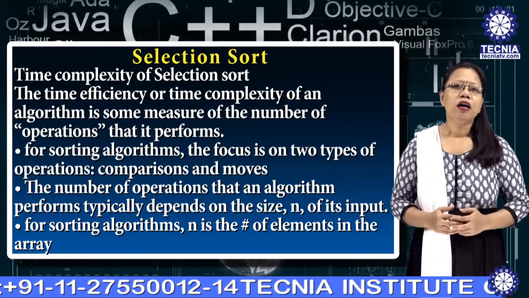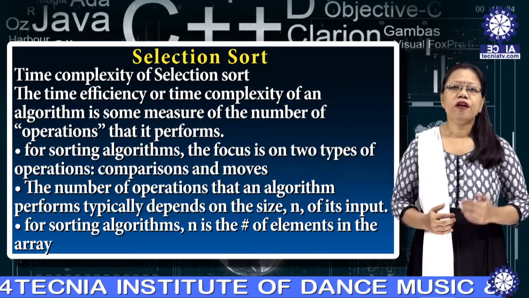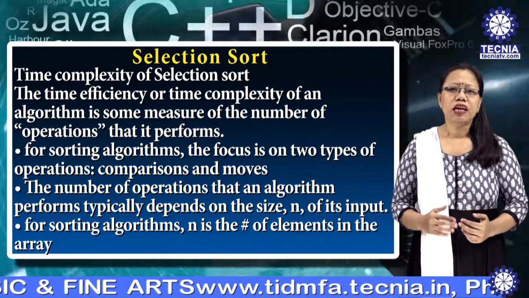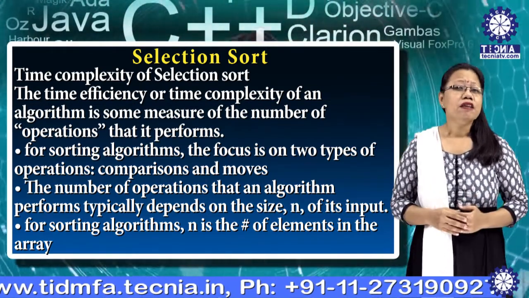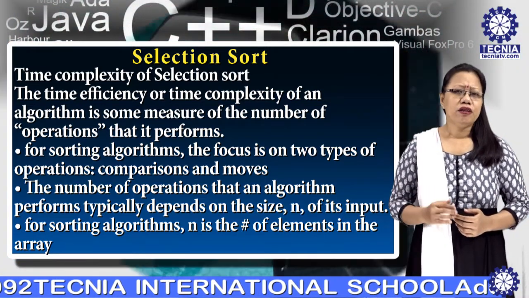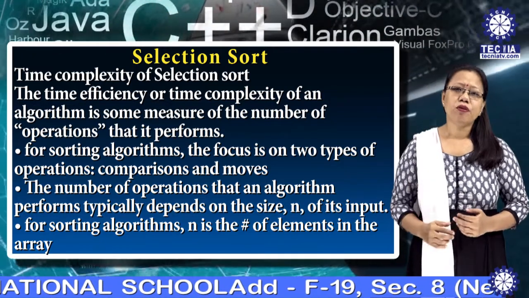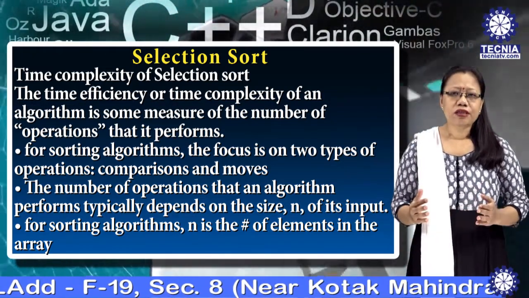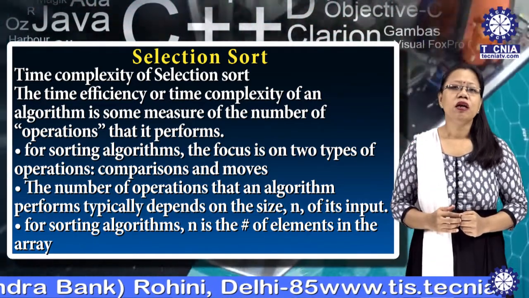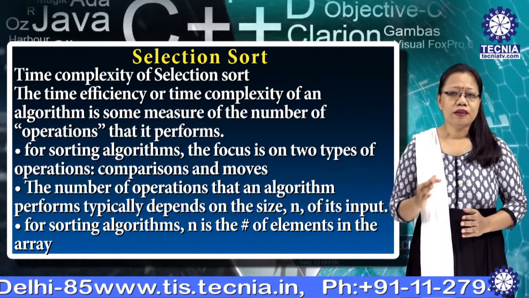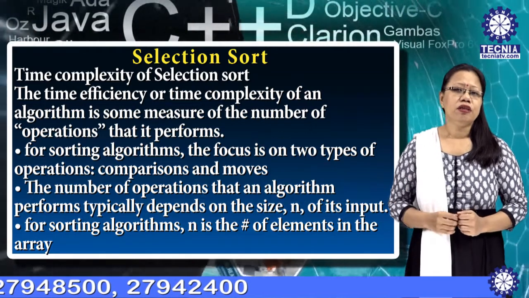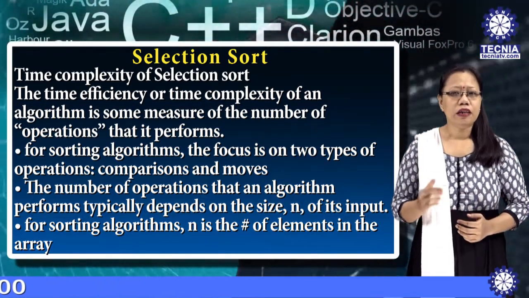Now let us have a look at the time complexity of the selection sort algorithm. The time efficiency, or the time complexity, of an algorithm is some measure of the number of operations that it performs. For sorting algorithms, the focus is on two types of operations, that is, comparisons and moves. The number of operations that an algorithm performs typically depends on the size of its input, that is n, in this case. For sorting algorithms, n is the number of elements in the array.